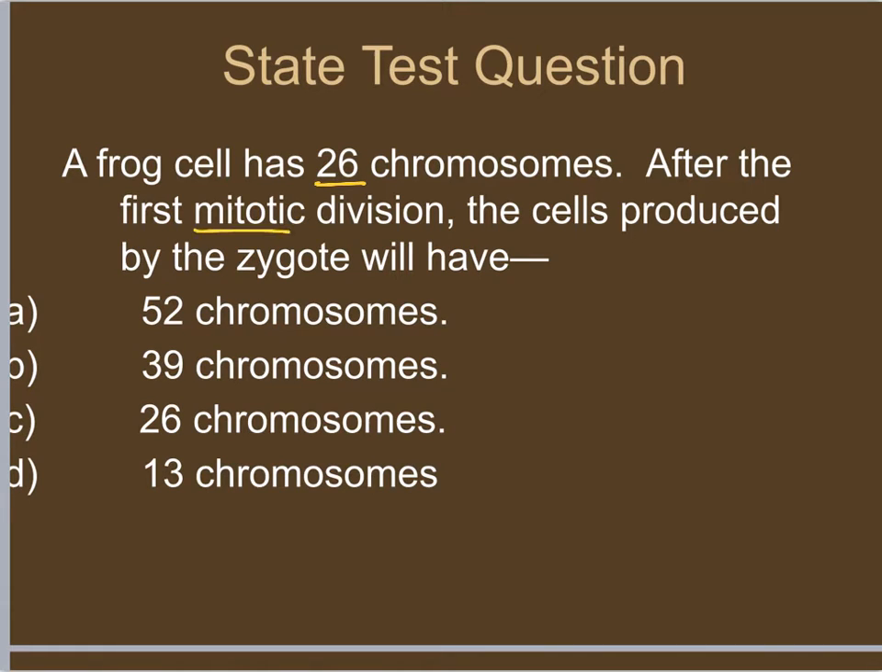A frog cell has 26 chromosomes. After the first mitotic division, the cells produced by the zygote will have how many? Okay, if a frog cell has 26 chromosomes, it doesn't tell me what type, but we're going to assume that's diploid. And a zygote is also going to be diploid, by the way, because sperm plus egg makes diploid. So it should be the same number, 26 chromosomes.